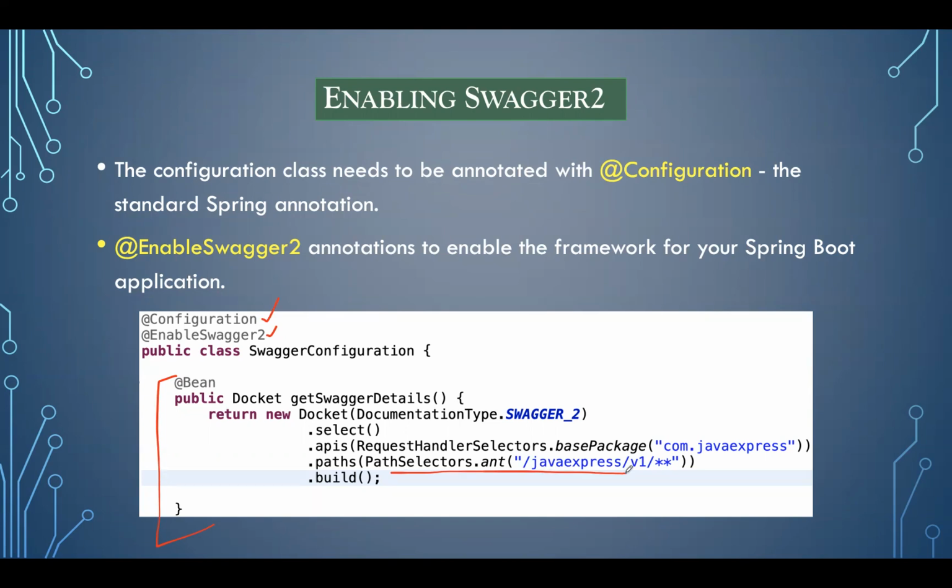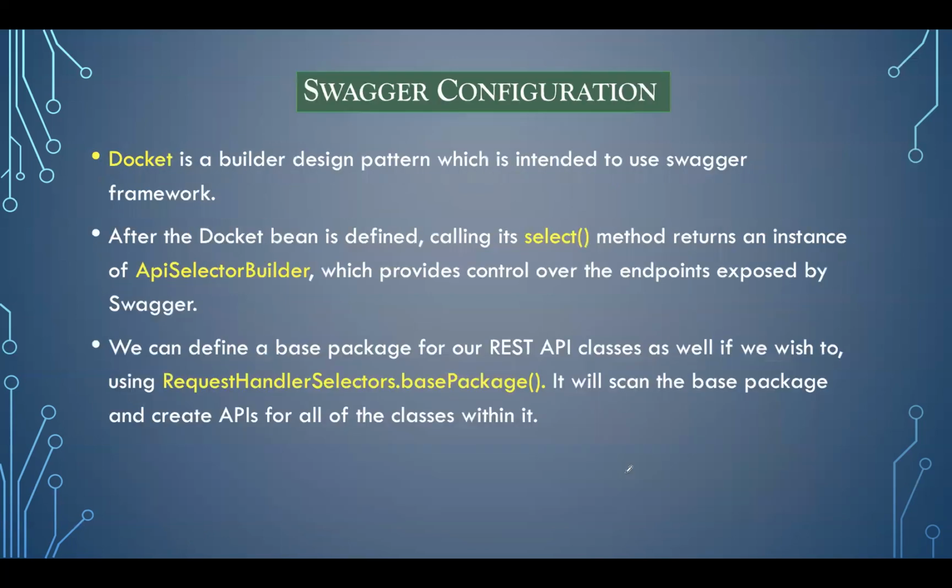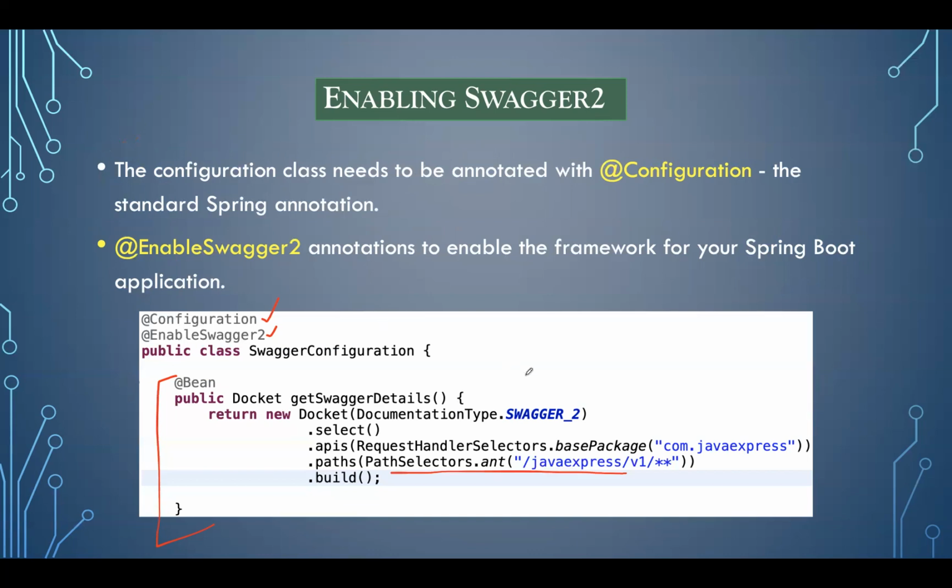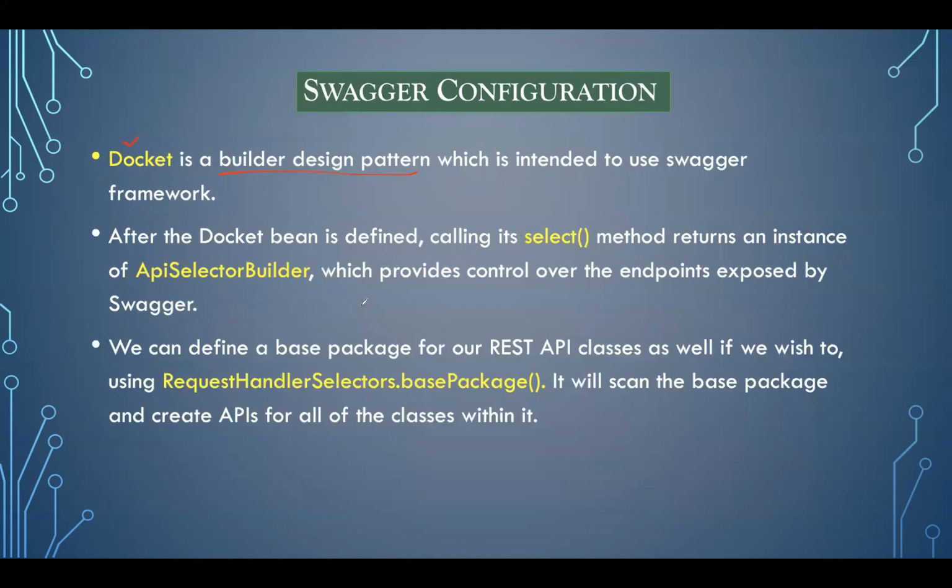Then you can ask me what is a Docket, what is a base package, what is a path. Just see this theory part. Basically for Docket, you need to create a bean. This is also one of the builder design patterns. The Swagger framework is using a Docket. Once the Docket is created, you need to choose the select method. This select method will return an ApiSelectorBuilder, and from that you can control which endpoints you want.